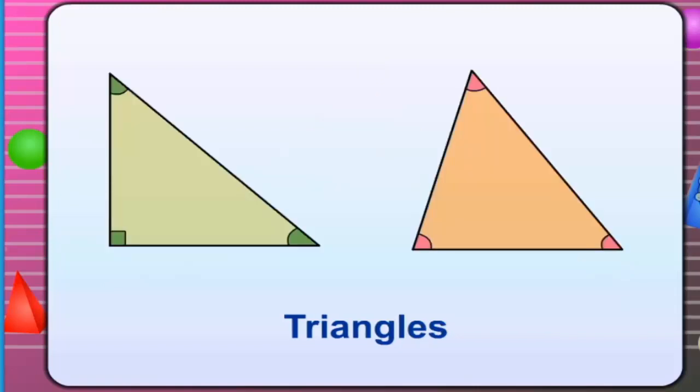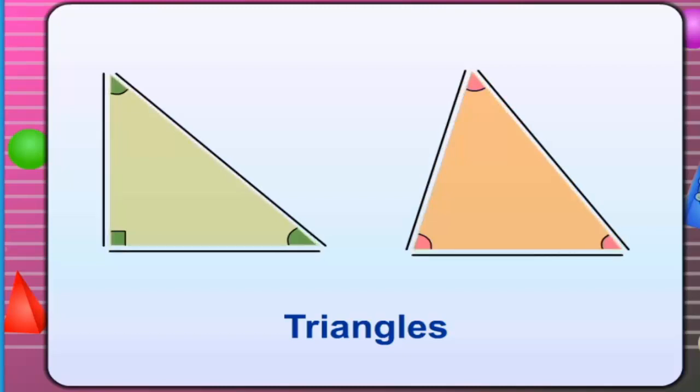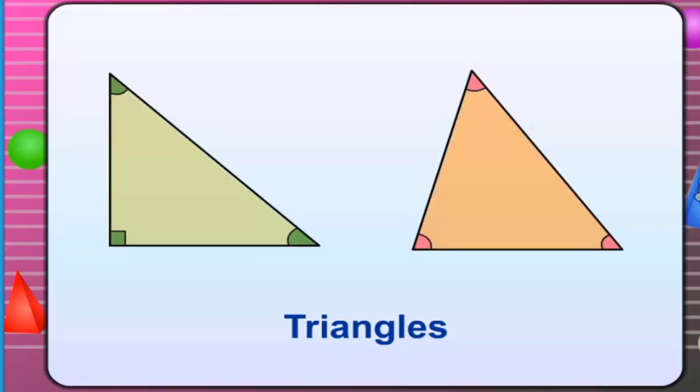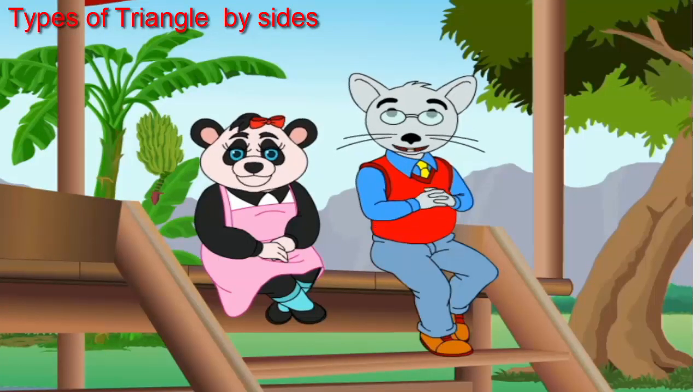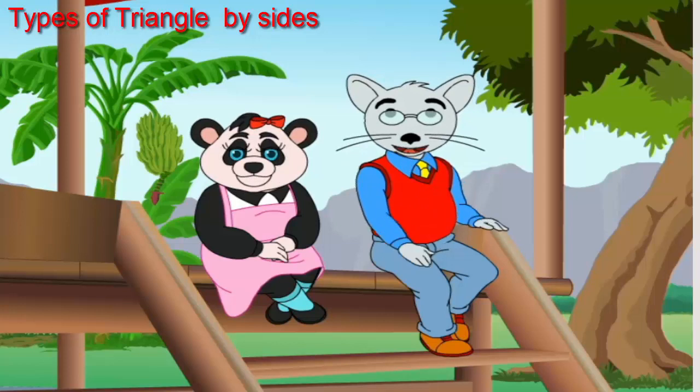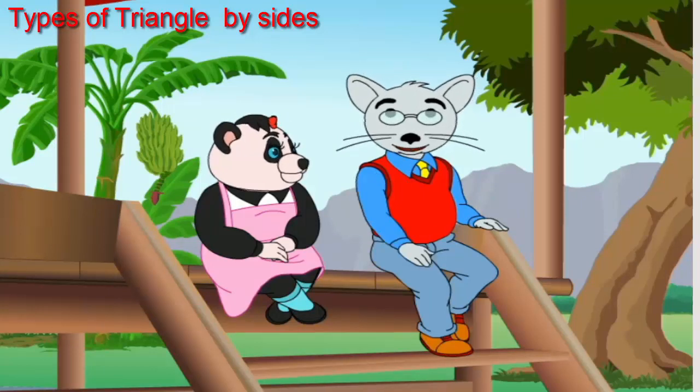There are different types of triangles. We can categorize them according to the lengths of their sides and the sizes of their angles. Dear students, there are different types of triangles. Let us categorize them according to the length of their sides.